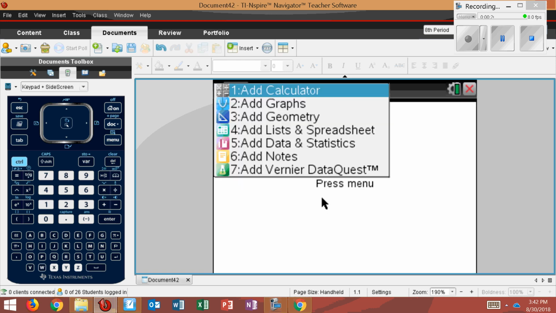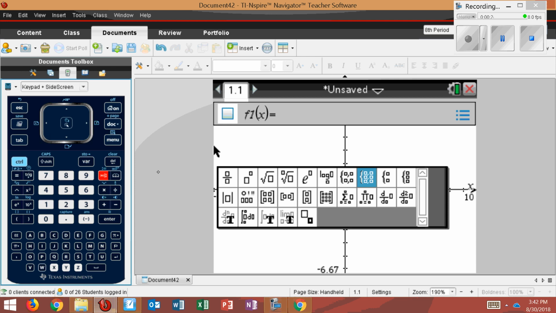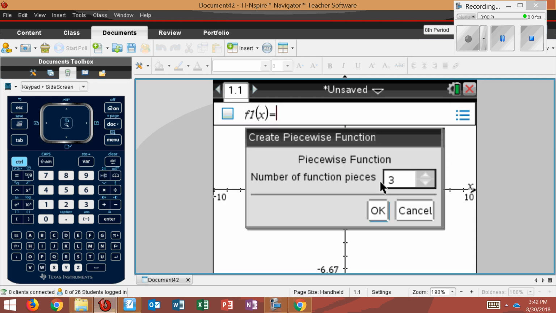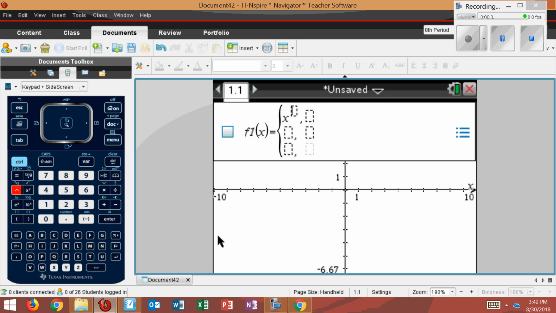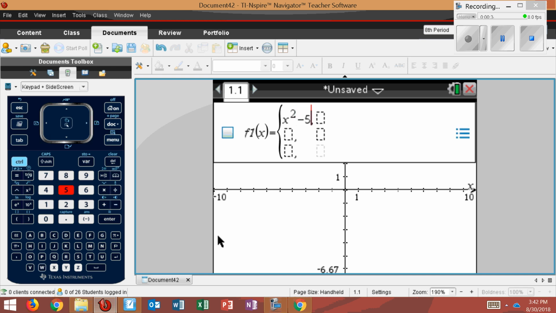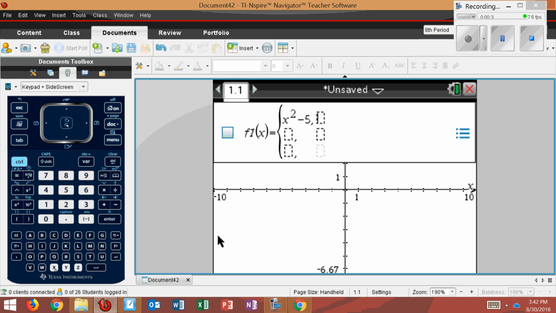and I'm going to go to graph. To do a piecewise, you press the button next to 9, select piecewise there. I have 3 functions, and the first function was x squared minus 5. And this is true when x is less than 1.